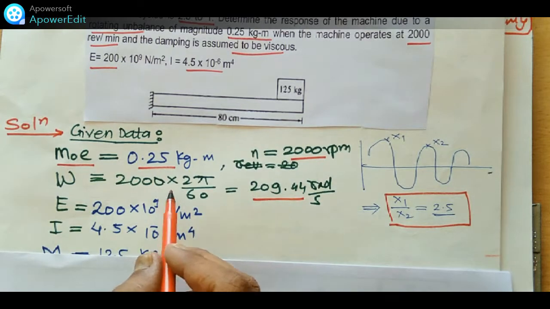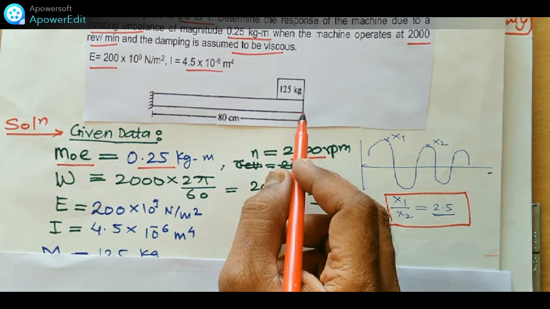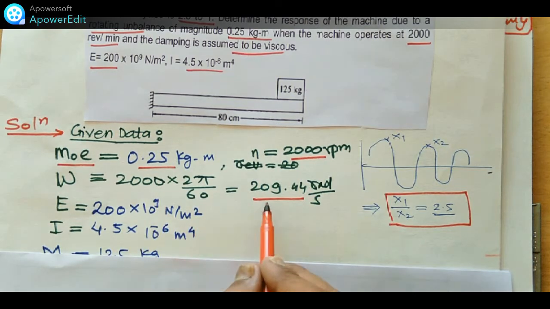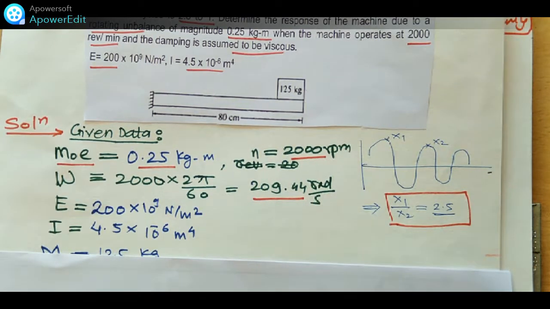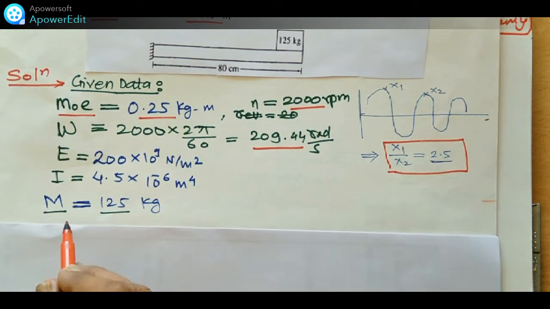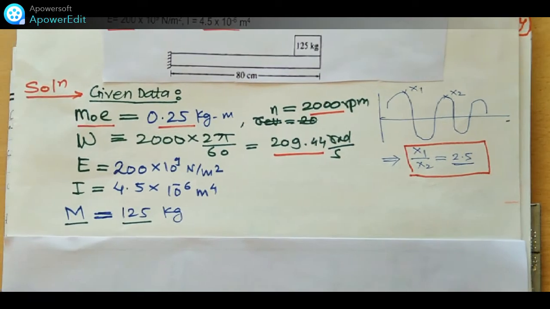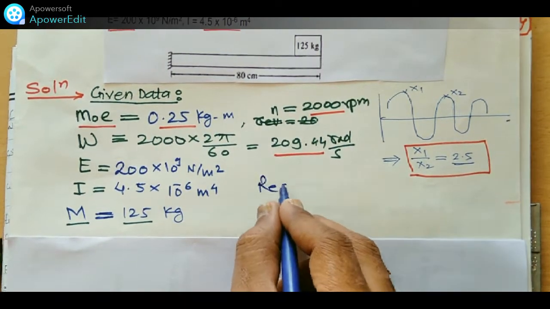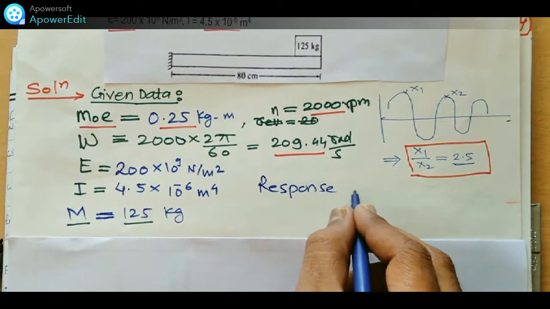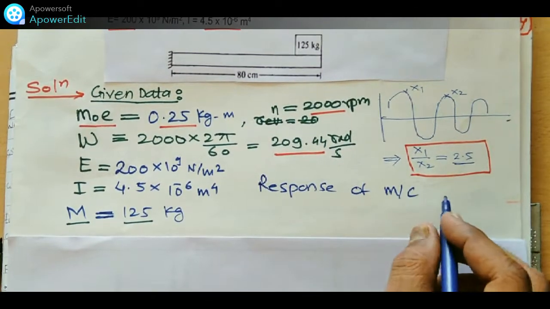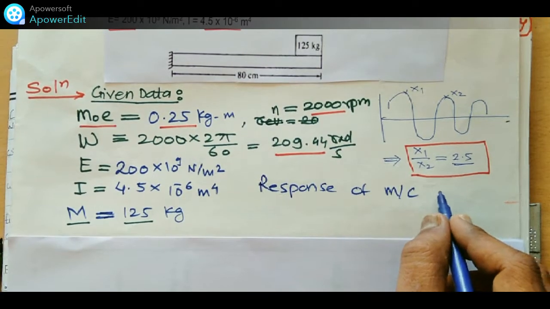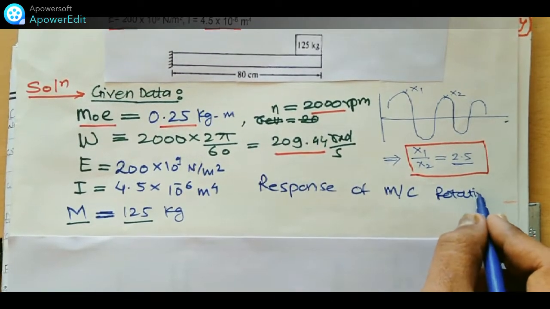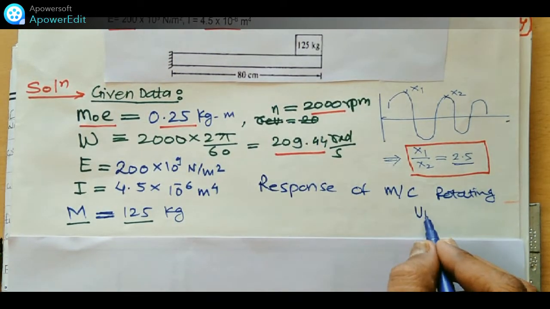So what is the frequency? By using this revolution per minute, 2000 into 2 pi by 60, you can calculate 209.44 radian per second. And the values of E, I and m are also given in the numerical. So what is the next step? What we have to find out? We have to find out the response of the machine due to rotating unbalance.